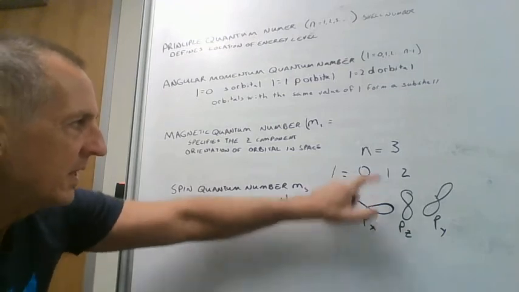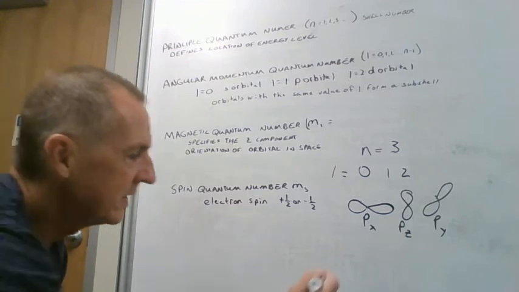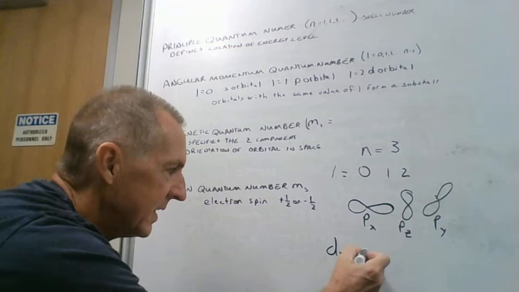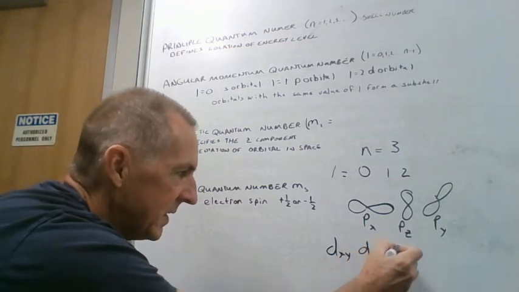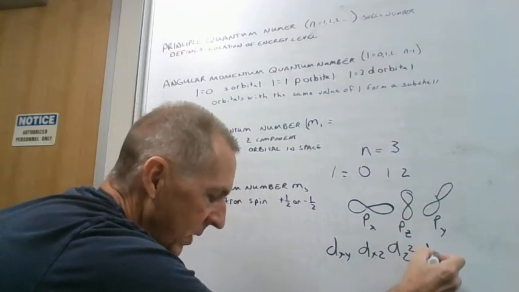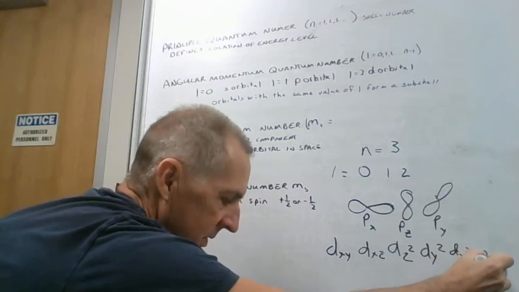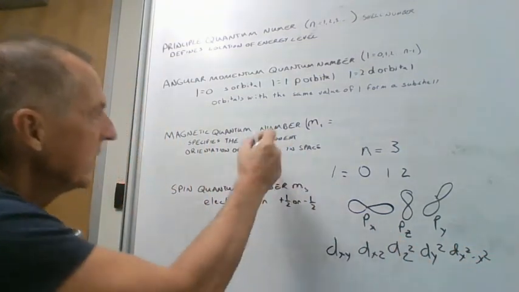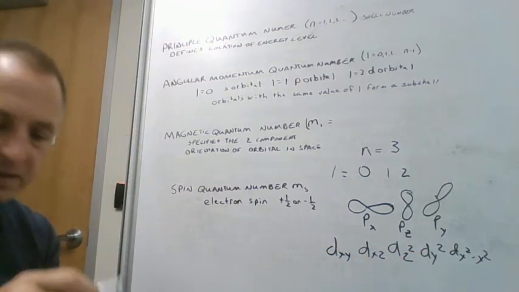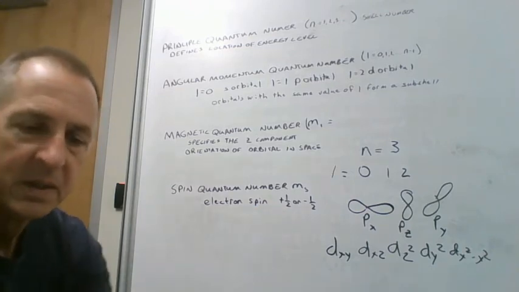And then as you move up, you would continue to have more. So at the d, you would have one that's orientated. You have a dxy, a dxz, a dz squared, a dy squared, and a dx squared minus y squared. And so you can have different orientations in space, and each one of those could hold a pair of electrons, and one electron would be spin up and one would be spin down.